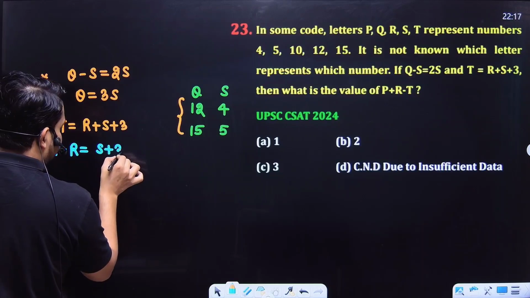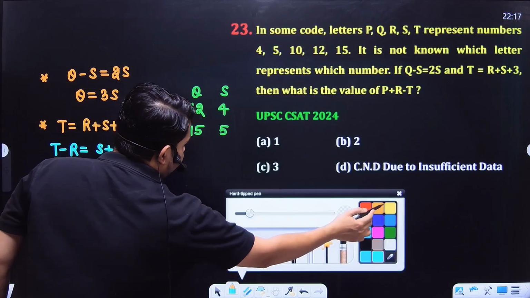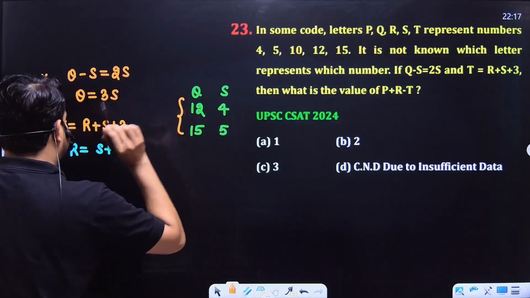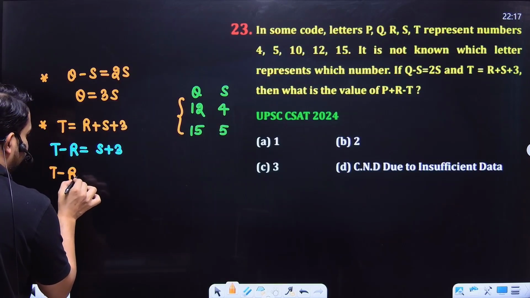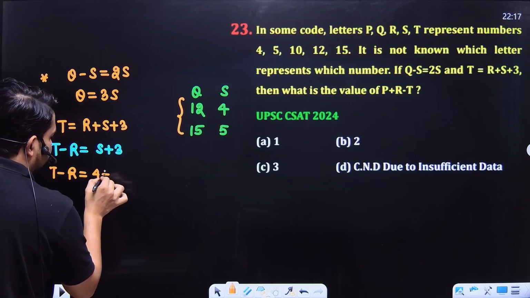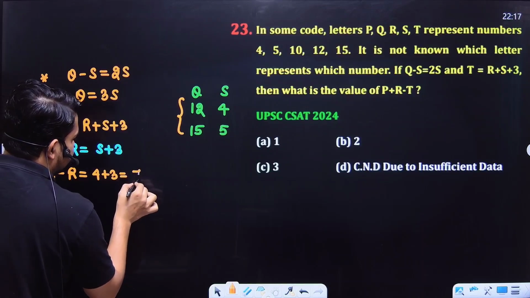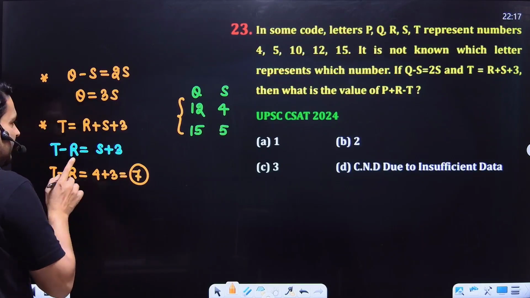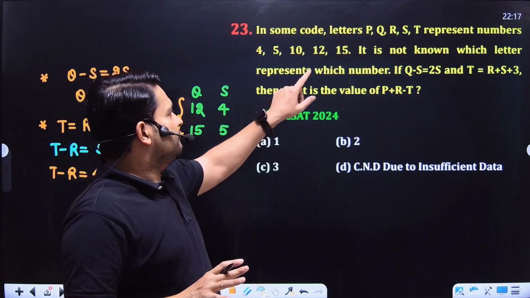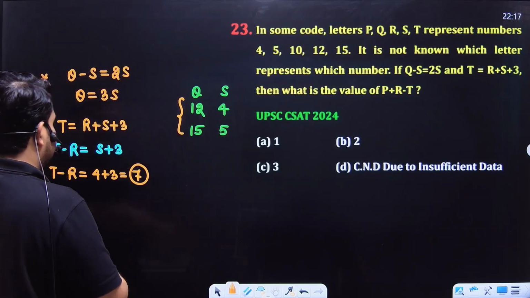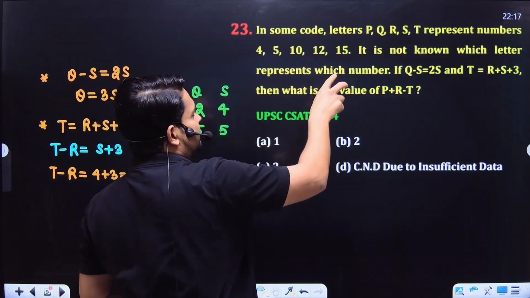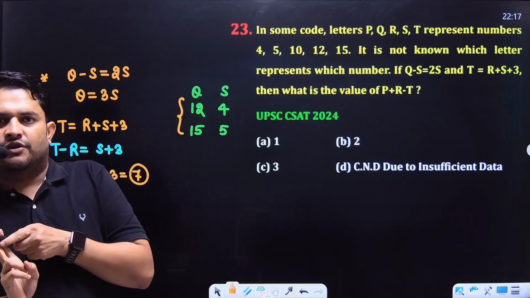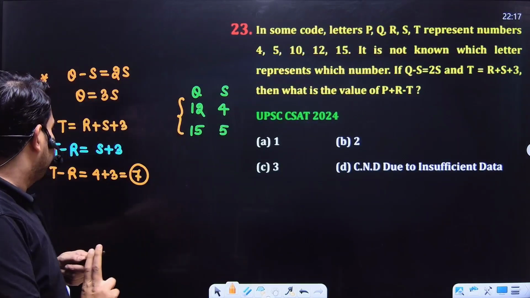First of all, I will put S is equal to 4. If I put S equal to 4, then T minus R is equal to 4 plus 3, which is 7. Since T and R are two numbers, we have to select two numbers whose difference is 7. And in these five numbers, there is no combination of two numbers which will give you a difference of 7.